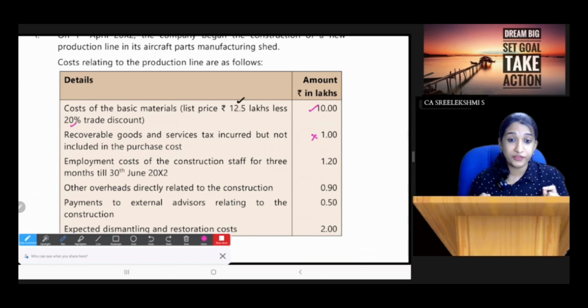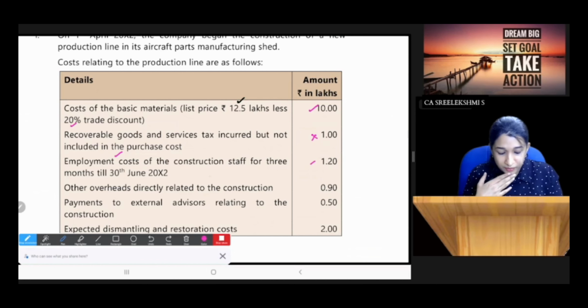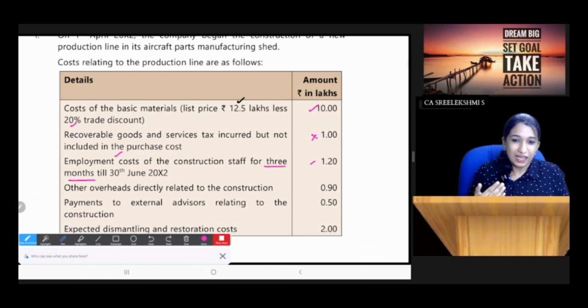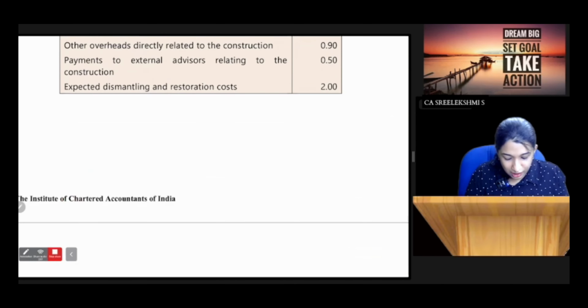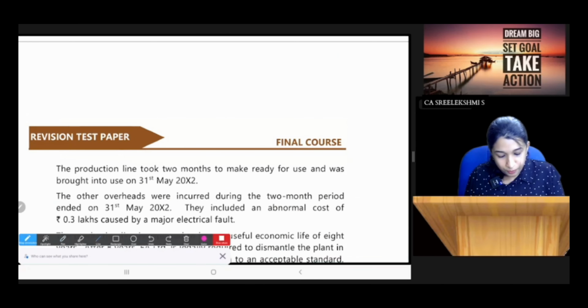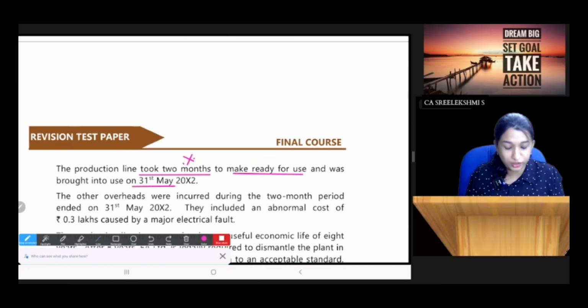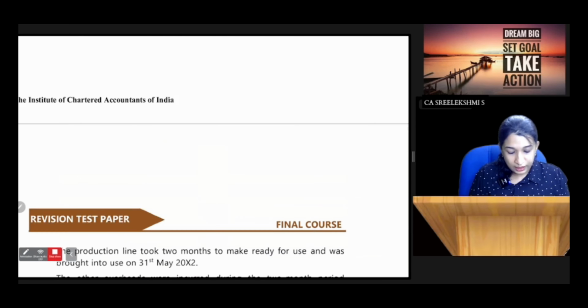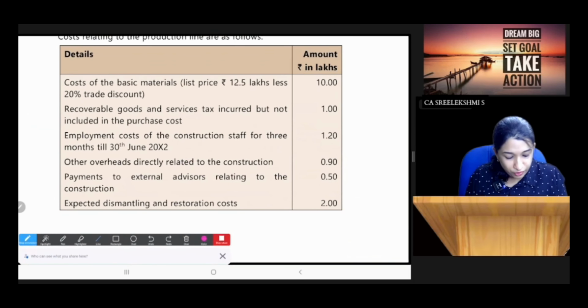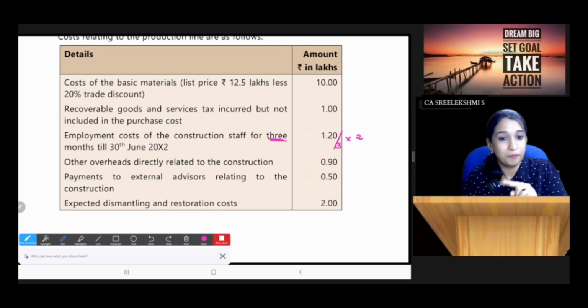Employment cost of the construction staff for 3 months. Yes, it can be capitalized, but remember whether it is actually related to 3 months. When we read the additional information, it is given that the production line took only 2 months to make ready for use and brought into use on 31st May 2012. So this expense is incurred for 3 months, so divided by 3 into 2. Because if the construction period is only 2 months, expense relating to that 2 months only can be capitalized.